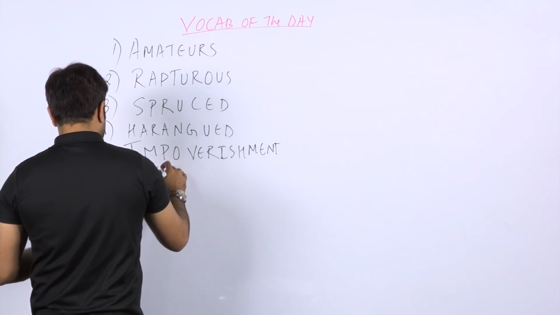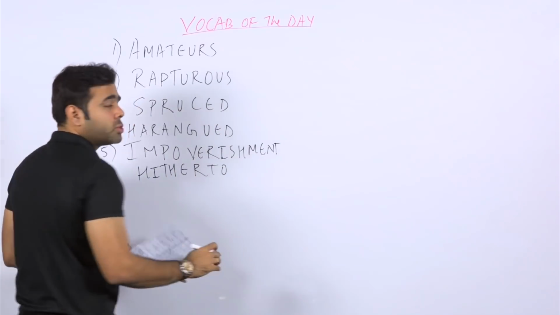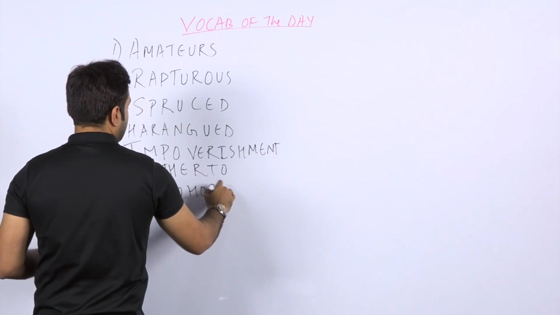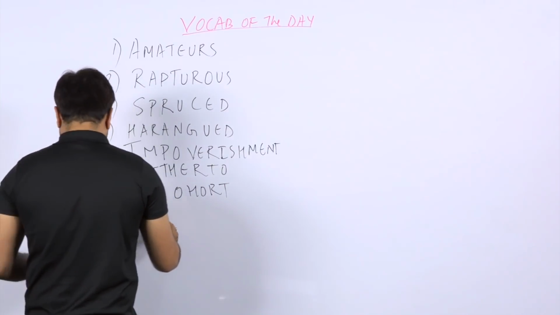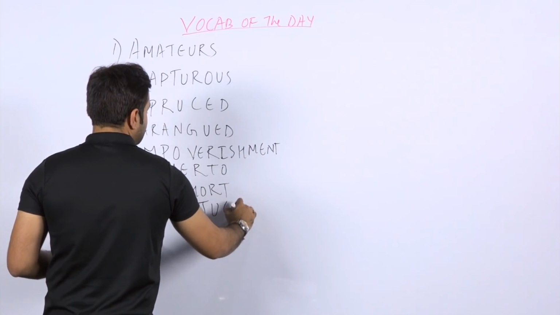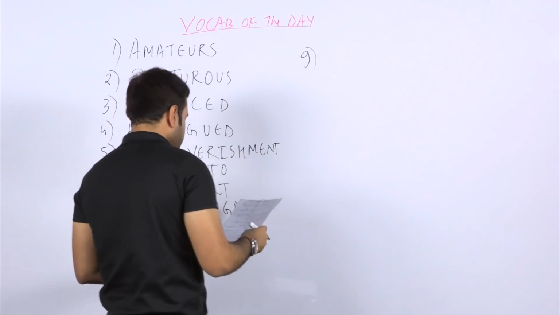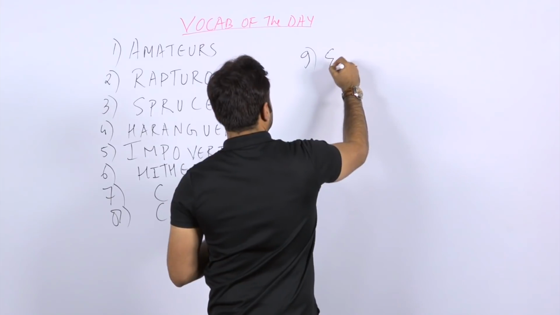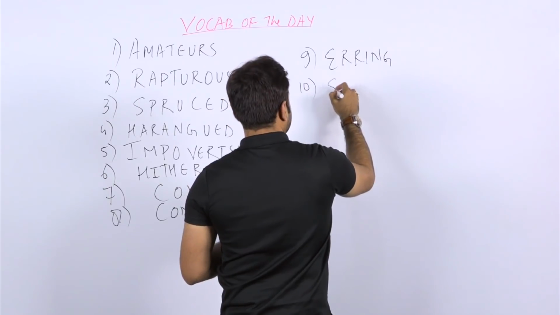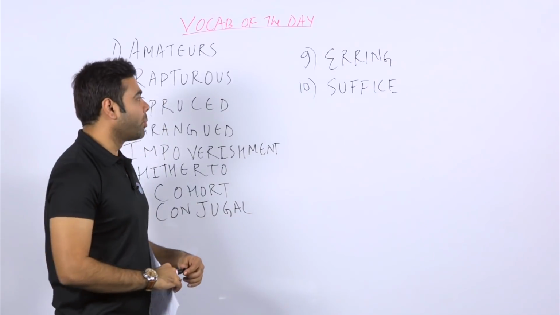Next word I have taken is HITHERTO. It's hitherto. Seventh word that I have taken is COHORT, cohort. Eighth word that I have taken is CONJUGAL, conjugal. Ninth word I should write on this side so that it's visible too. ERRING, erring. 10th word is SUFFICE.